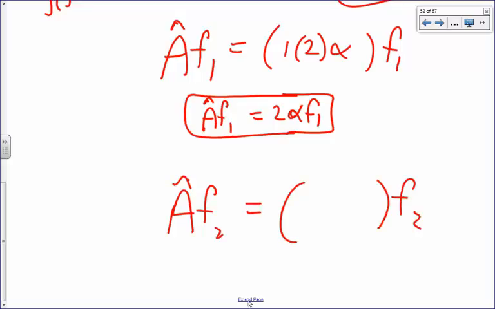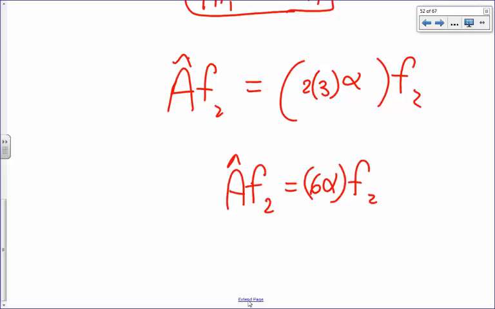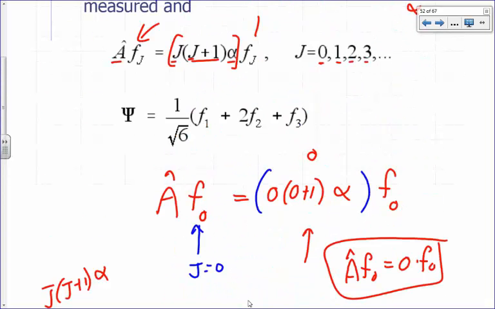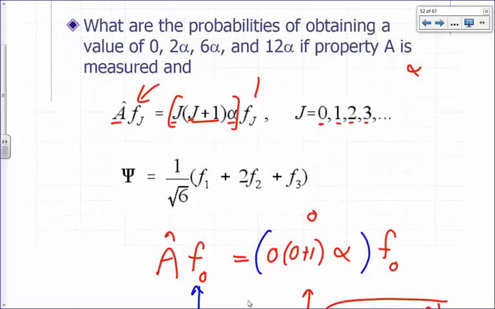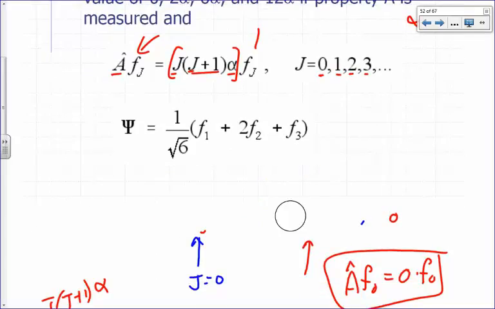Something times f2. 2 times 2 plus 1, which is 3 times alpha. So it's 6 alpha. So you say A hat f2 is equal to 6 alpha f2. See the pattern? So what are the allowed values of property A? So based on this, what's the lowest allowed value of A?